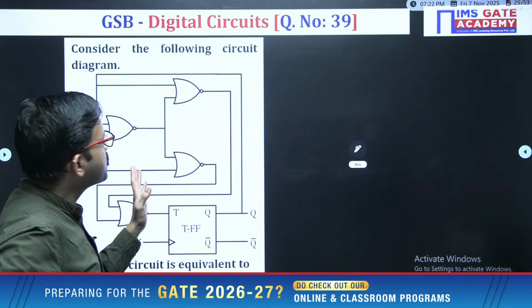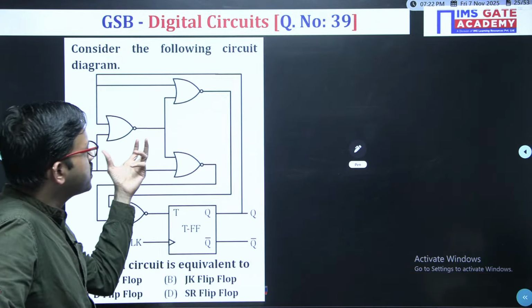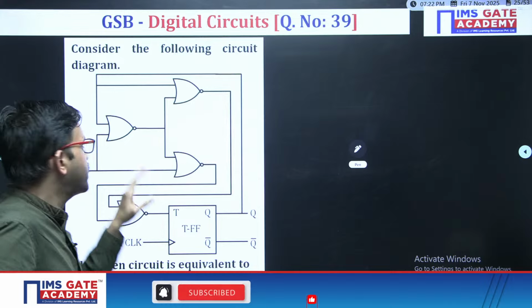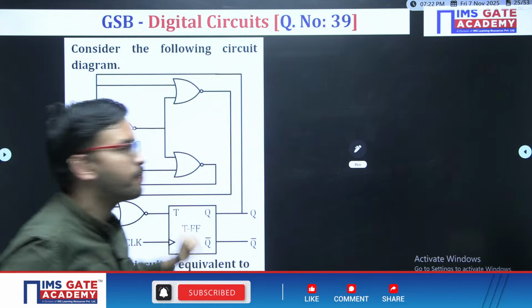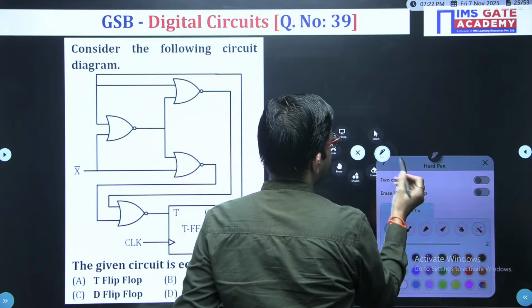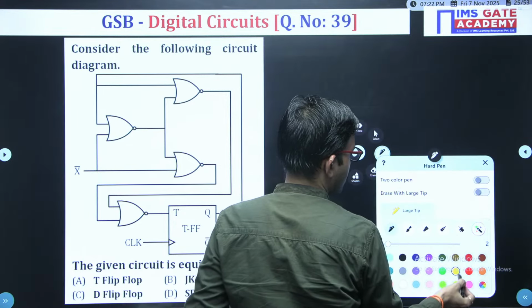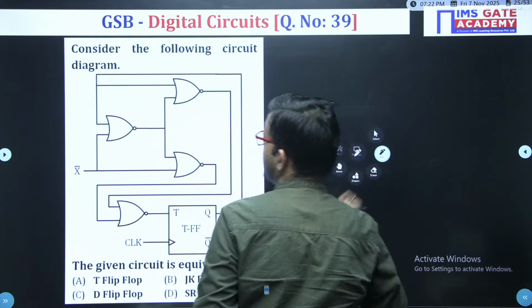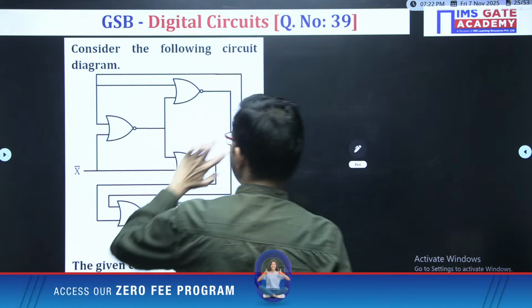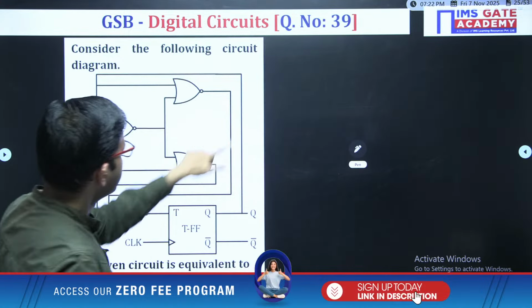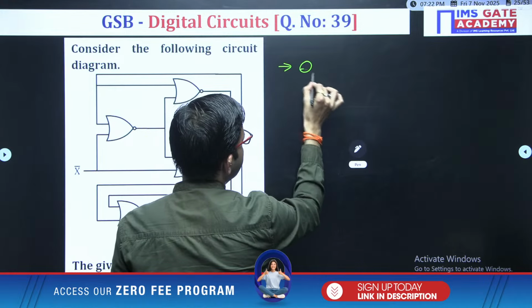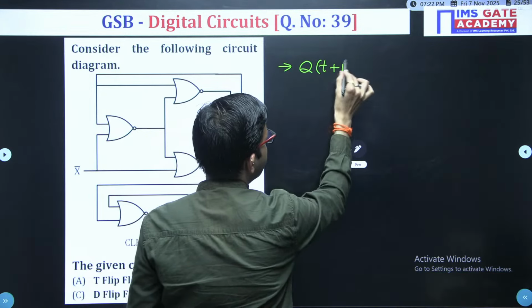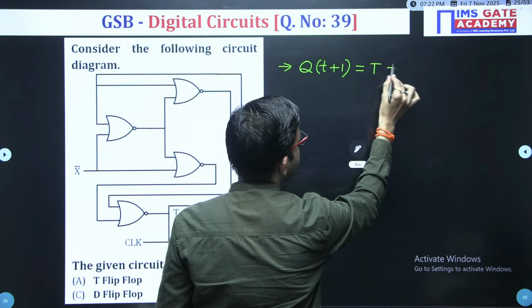XNOR gate implementation using 2 input NOR gates, you might have studied, right? Four NOR gates are required. Exactly that configuration is what I kept here. So this whole configuration is nothing but an XNOR gate. First of all, I'm writing the characteristic equation of the T flip-flop, that is Q(t+1) equals T XOR Q.